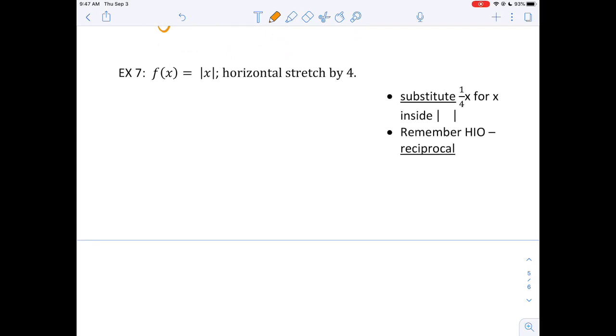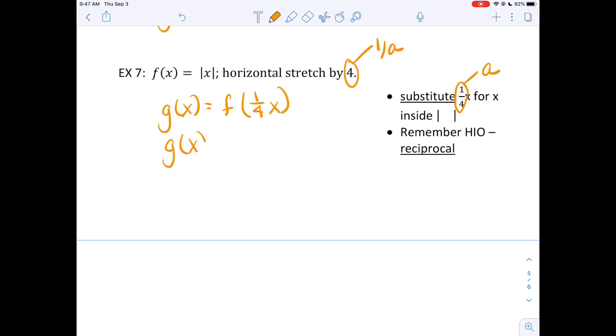All right, one more example. Let's go ahead and look at a horizontal stretch by 4. 4, again, is 1 over a. So 1/4 is going to be the a that we state in our equation, in our function. So g of x is equal to f of 1/4 x. And substituting in for our specific absolute value equation here, we get absolute value of 1/4 x.